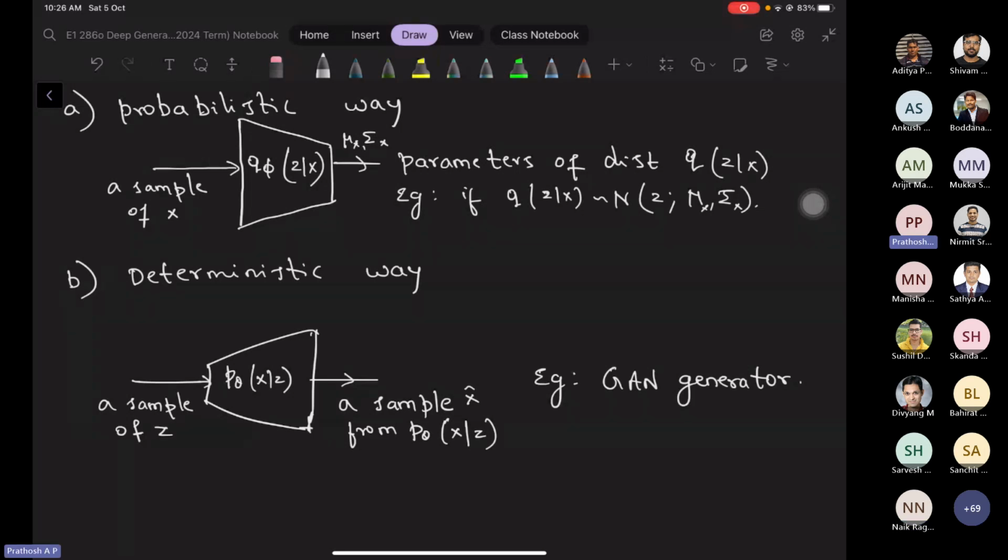So I'll ask you a question now. These are the only two ways that you use neural networks in any task. Here is a question. What do you think a K-class classifier is doing? Is it a probabilistic model or a deterministic model?